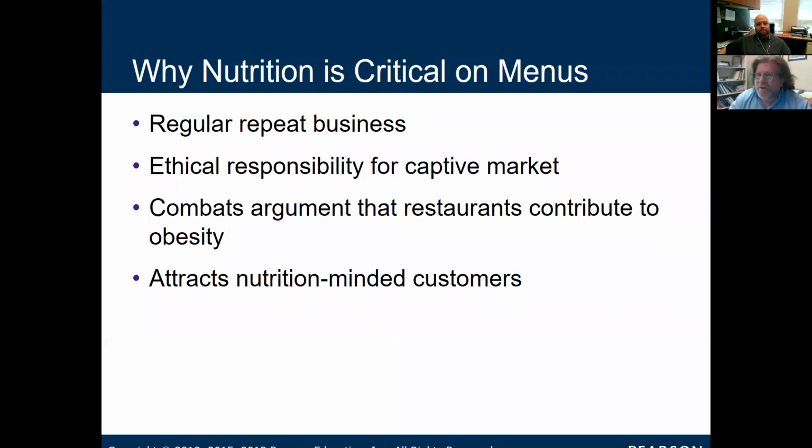First, why do we care about nutrition on menus? I mentioned in the last slide that we started to have to put calorie information on the menus. That hasn't been that many years ago. And we're required to put some nutrition information on there. And there are some reasons to get behind this.